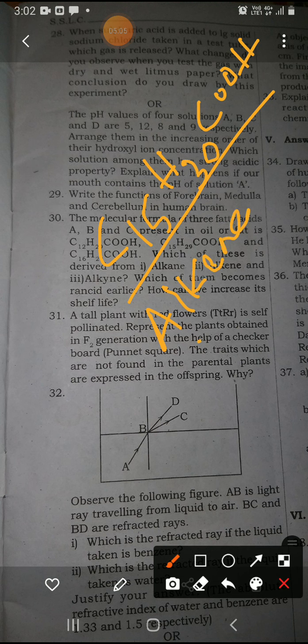This is called alkene, right? Look, children, this is given for 3 marks, and here we got 2 marks. It is very simple, but if you know the formulas very well, you can easily solve it. So this is called alkene.